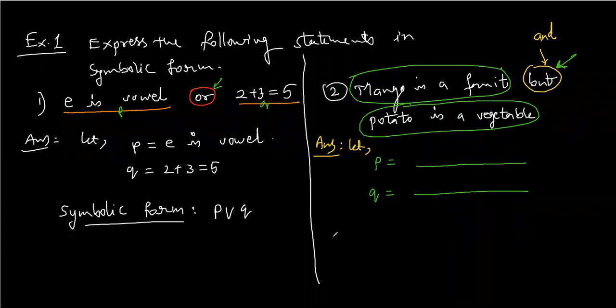And now the symbolic form. What will be the symbolic form, my dear students? It will be P and Q. See, this "but" is for conjunction. Okay, so this you will do.